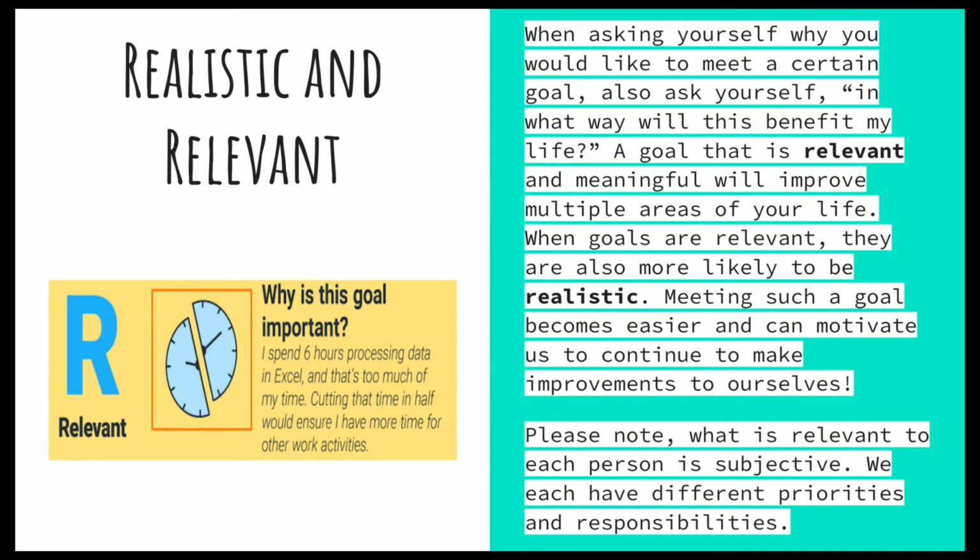So meeting a realistic and relevant goal makes it much easier, and it can really motivate us to continue to make improvements on ourselves. So please note, what is relevant to each person is subjective. We each have different priorities, we each have different responsibilities. So why a goal is important to someone, that's less of a concern for us to judge. It's important to that person, and we respect that, and we try to help them as much as we can, or provide guidance and facilitate their progress towards meeting that goal.